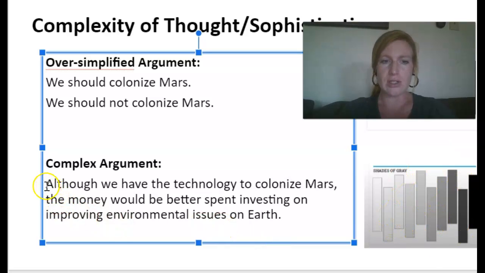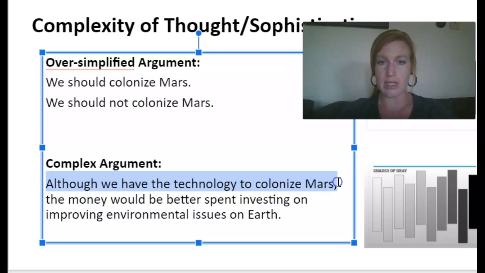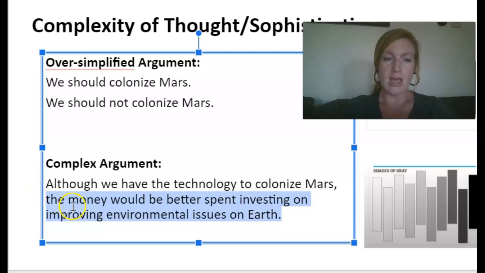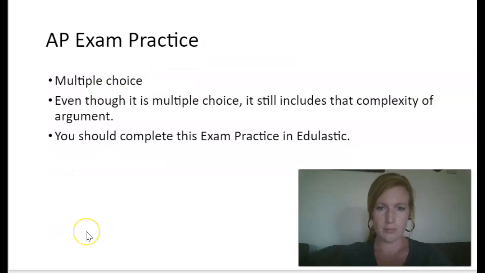And so you'll notice in this argument, although we have the technology to colonize Mars, so it is acknowledging that yes, we have this capability, the money would be better spent investing on improving environmental issues on Earth. This stance clearly addresses the opposing side, and yet it tells us what we should be doing with the money and technology that we already have. And so notice the difference between the oversimplified argument and the more complex argument.